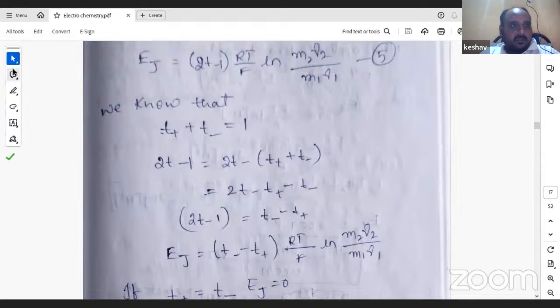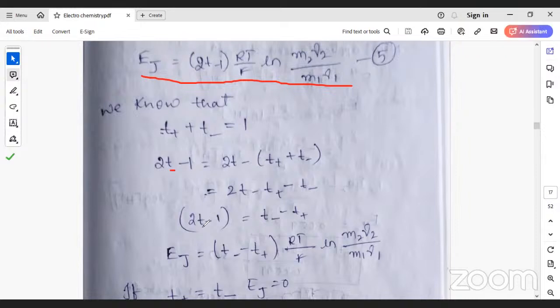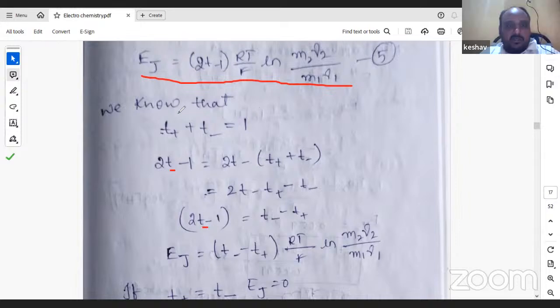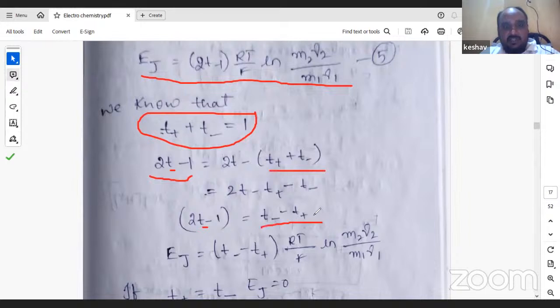Right. This is the equation we have. Ej is equals to 2t minus minus 1 of RT by F ln M2 gamma 2 by M1 gamma 1. This 2t minus 1, here minus, we use it to forget minus. Got it, sir. So t plus plus t minus is equals to 1. But 2t minus minus 1 means instead of 1, we have to write t plus plus t minus. Then simplifying, we'll get this equation. This will be substituted in place of this.